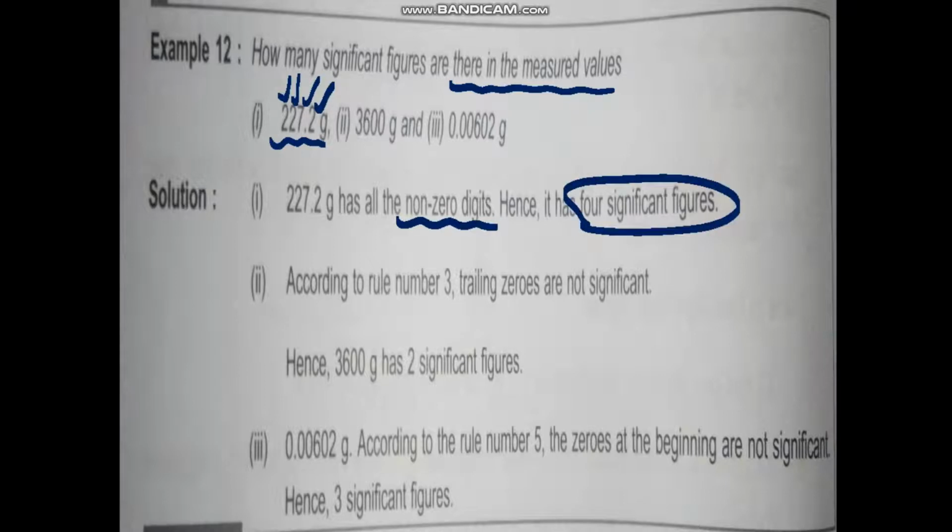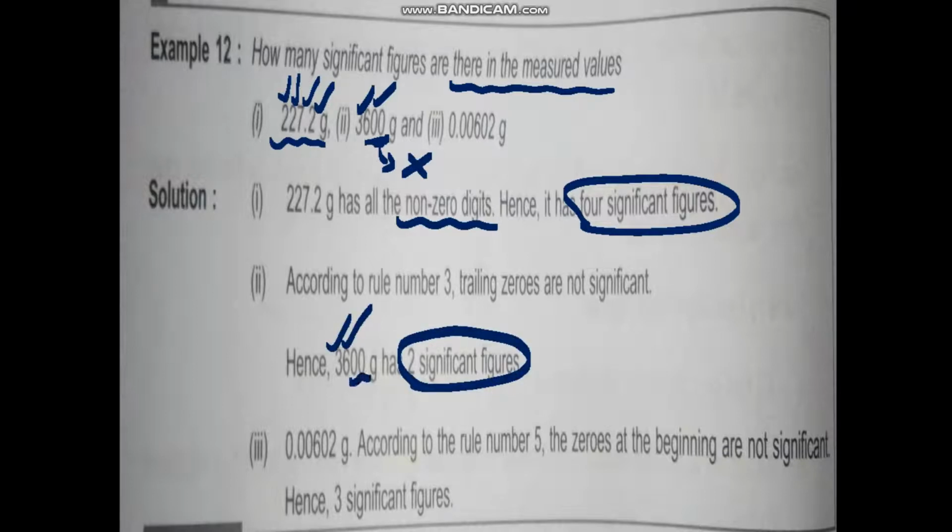Now let us see the next question. This is the second rule. Rule three, we have seen that the trailing zeros are not significant if there is no decimal point. This number does not have any decimal point, so these two zeros are not significant. Only these two non-zero digits are significant, so it has two significant figures. Only 3 and 6 are significant. These two zeros are not significant because there is no decimal point.